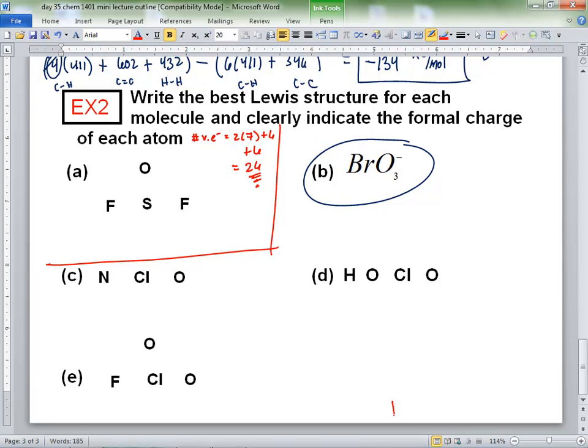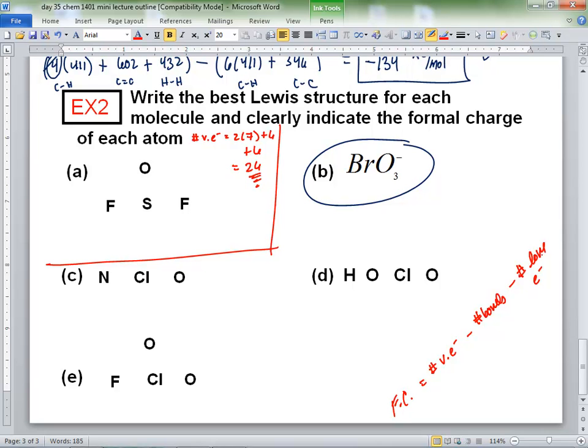Formal charge equation was number of valence electrons minus number of bonds minus number of lone electrons. So calculate a formal charge on everything and see if you can get zeros.